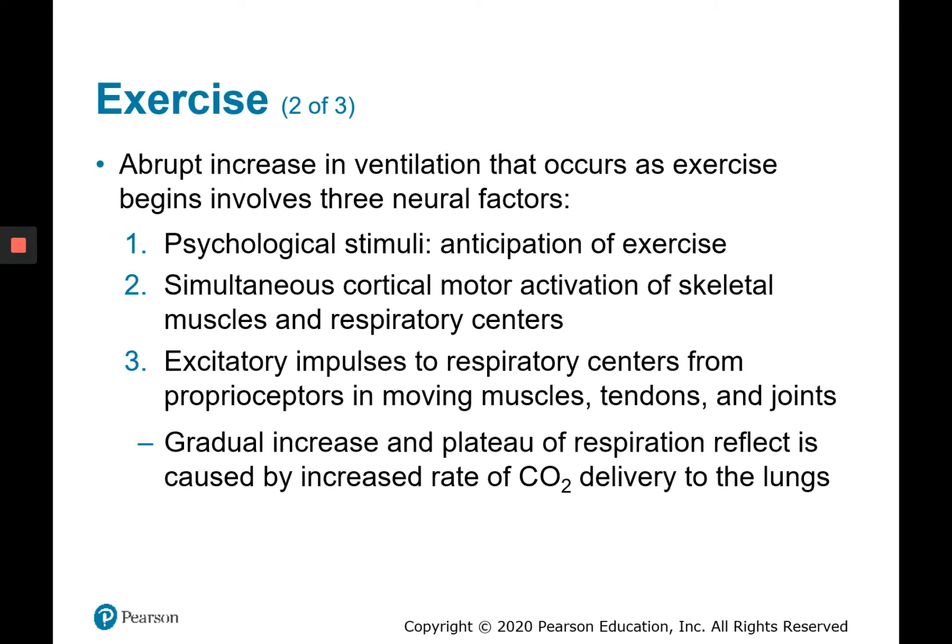So the abrupt increase in ventilation that occurs as exercise begins involves three neural factors. One is anticipating the exercise, so your body prepares for this increase in ventilation. Then the higher brain centers, such as the cerebral cortex, will communicate information from the motor cortex to the expiratory muscles and skeletal muscles of your body. It'll then also make sure that it runs all this information by the medullary respiratory centers.